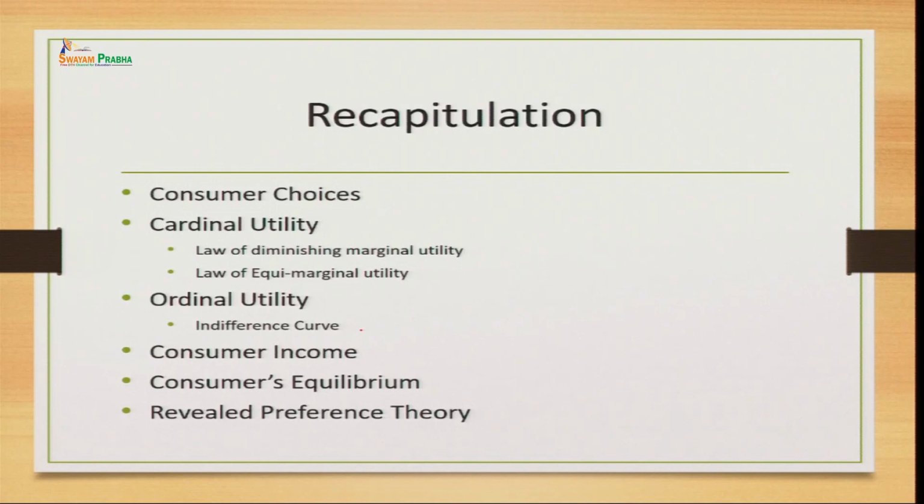And then we talked about consumer income, because this helps people understand how much they can spend based on their budget line, and when a consumer will be able to reach the equilibrium position. Equilibrium is basically the state of balance, and a consumer will reach the equilibrium point where the consumer is able to spend the resource, that is the income, in a way that gives them the maximum satisfaction.